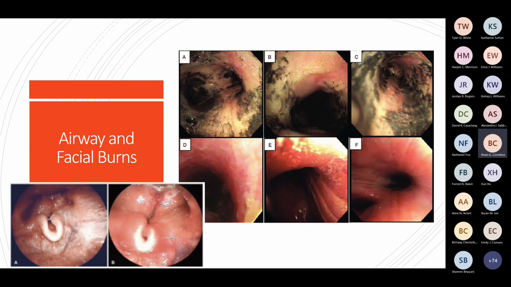So if we're able to get that tube in there while we still have something that kind of resembles trachea, it's better for us. Similar situation with epiglottitis. If you can get this tube in quickly, it's better for the patient.